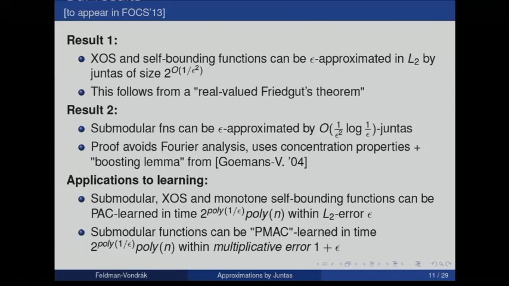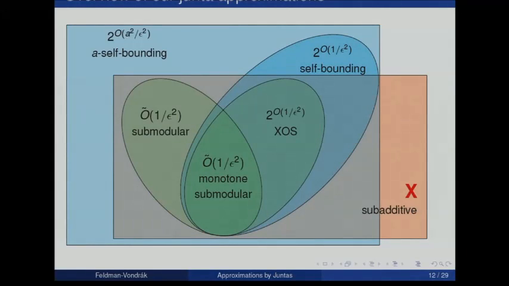We also have applications in learning, but maybe let me just skip that, because I already wasted some time. So this is the picture again with pretty much the optimal sizes of Juntas that you can achieve for these classes. The divide is between submodular functions and these bigger classes.